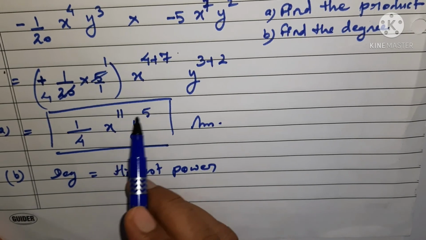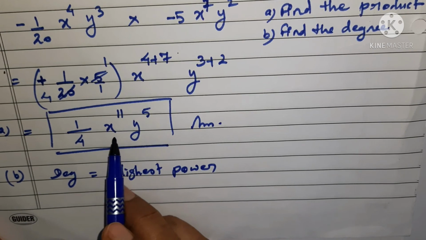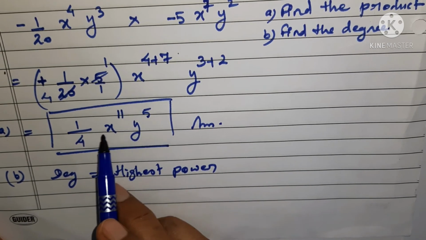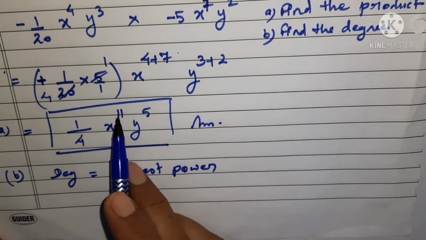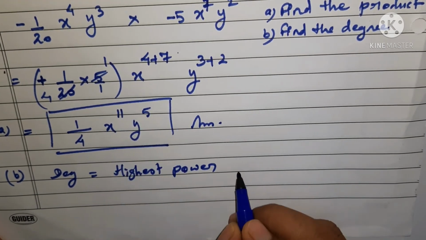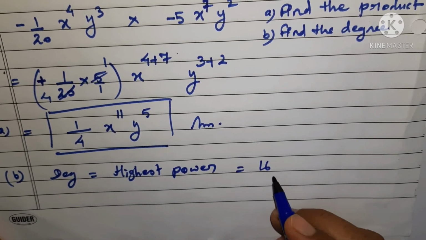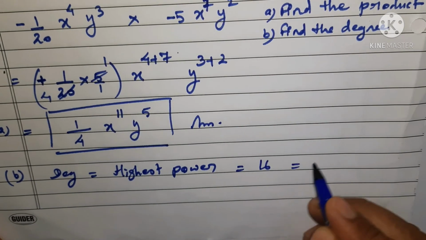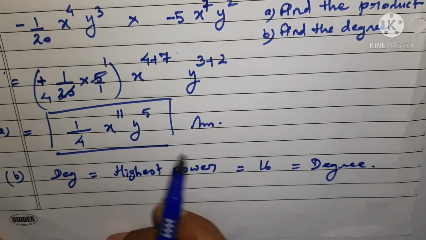Here we do not see whether the variables are the same or not, we add all the powers. The variables could be any, but powers should be added. So here we are getting 11 plus 5. What is the highest power in that case? It becomes 16, correct? And if it is 16, it becomes the degree. So the degree of this expression is 16.